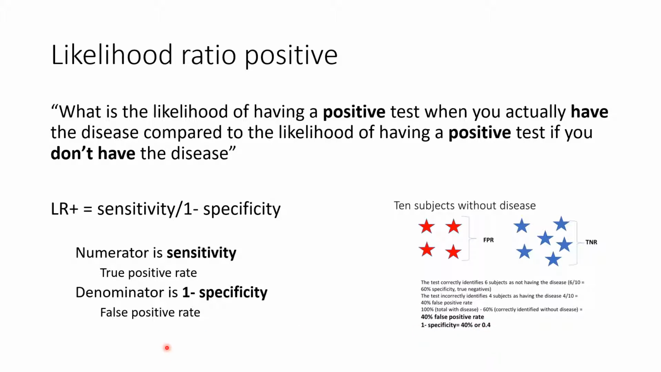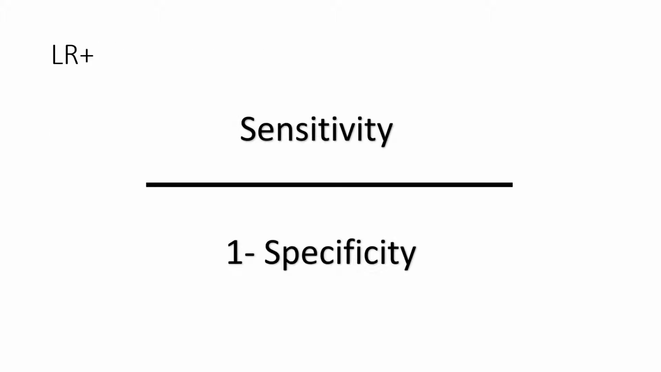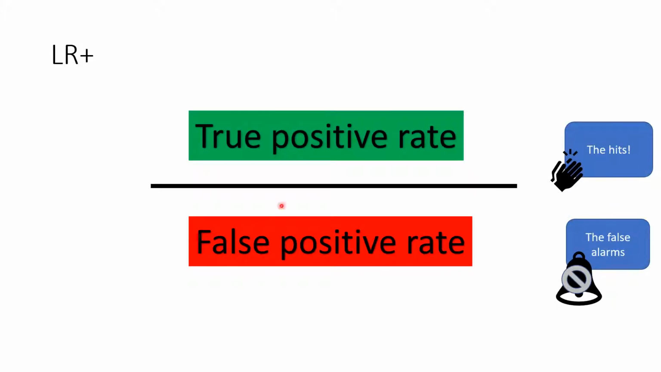So likelihood ratio positive is sensitivity divided by 1 minus specificity. Again, sensitivity divided by 1 minus specificity, or in even simpler terms, it's the true positive rate divided by the false positive rate. I like to call it the hits divided by the false alarms.